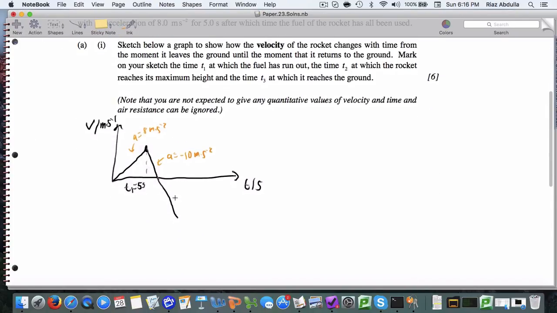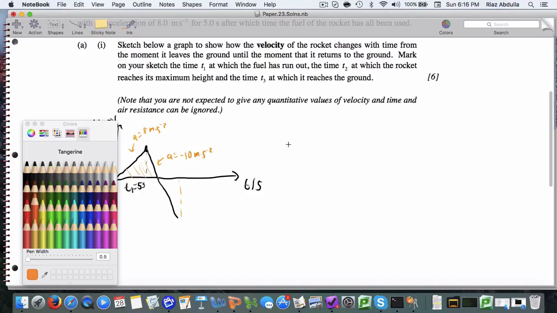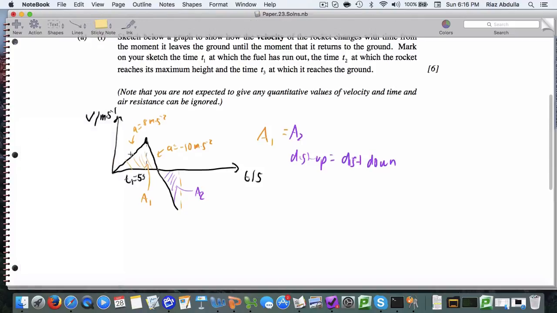So let's be clear. The area that they're talking about is we have this area here, and we have this area here. So I'll call this area area 2. I'll call this area area 1. And remember, the area is the displacement when you look at a velocity graph. So A1 actually equals A2. In other words, the distance up equals the distance going down is the idea. So let's actually write that up in our answer down at the bottom.